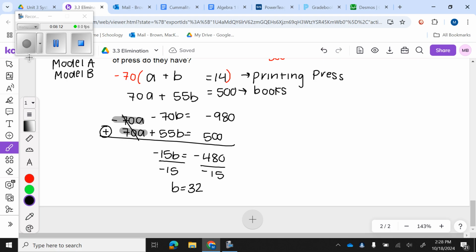Okay, so that tells me that, wait, I did something wrong because I can't have 32. Hold up. Negative 480 divided by 15. Where did I go wrong?